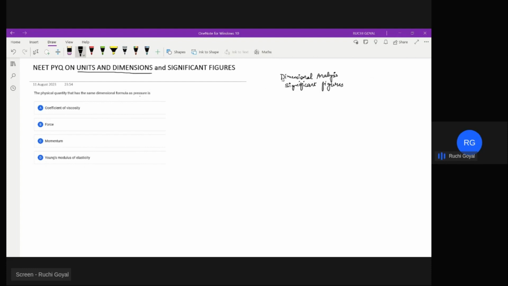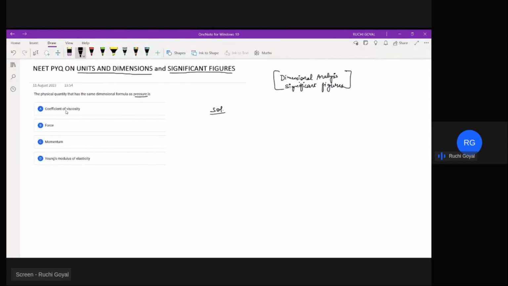Okay. So now we are going to do questions on all these topics, units and dimensions plus significant figures. The questions which came in the previous year examinations of NEET. So the first question is: the physical quantity that has the same dimensional formula as pressure. So we have to find the physical quantity which has the same dimensional formula as pressure. Okay.